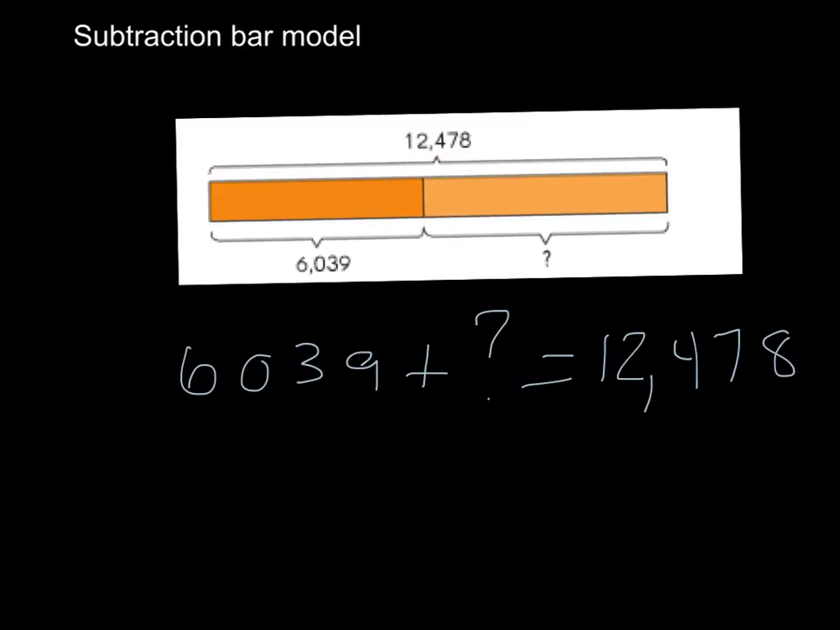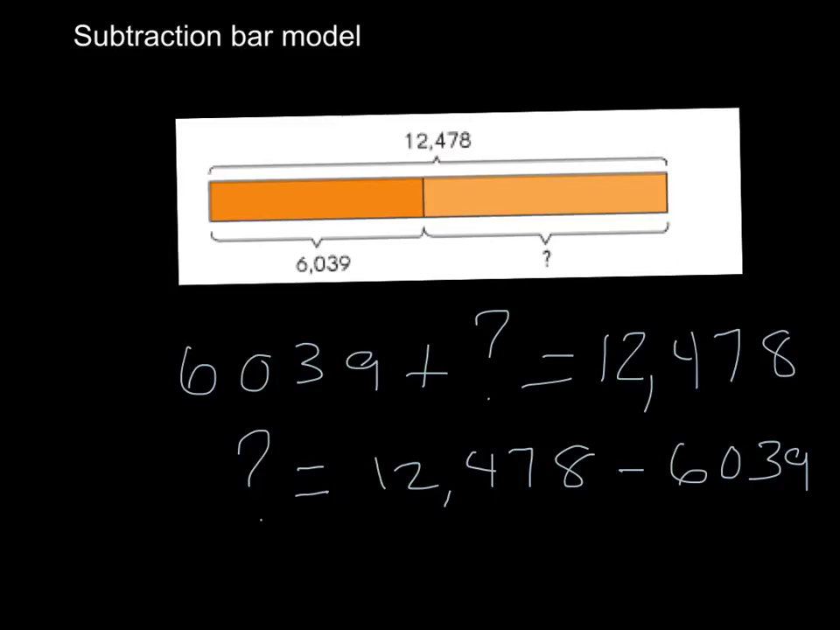But really, to solve for the question mark is going to be the difference between the total, 12,478, and the one piece that we know the measurement of. So the question mark is equal to 6,439. Again, please take note that this model looks the same as the addition bar model. It's just where the question mark is in the problem. It's a piece instead of the whole.